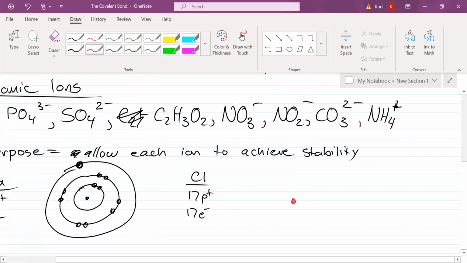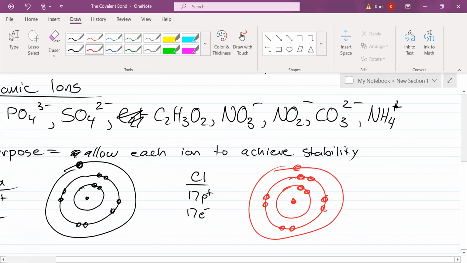So it's going to look like this. This is all review. 2 electrons in the first energy level, 1, 2, 3, 4, 5, 6, 7, 8 on the second energy level, and then 1, 2, 3, 4, 5, 6, 7 on the third energy level.